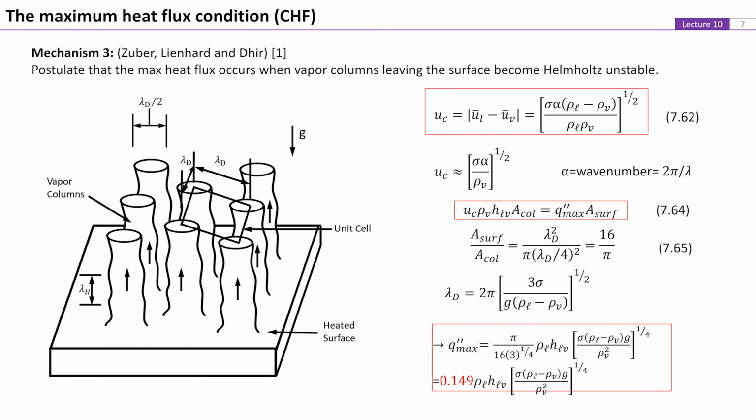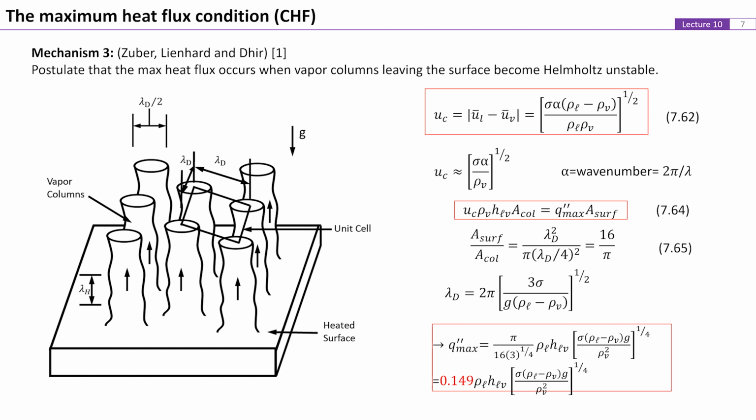Here, let's consider the third mechanism that involves the analysis of instability of vapor columns above the heated surface. It is postulated that the maximum heat flux condition is attained when the interface of the large vapor columns leaving the surface become unstable. The vapor columns are assumed to be located on the hot surface in a rectangular array as shown on this figure.